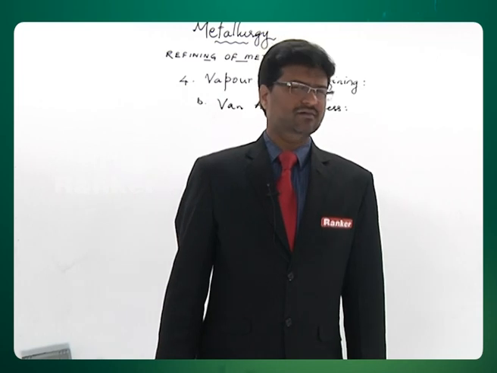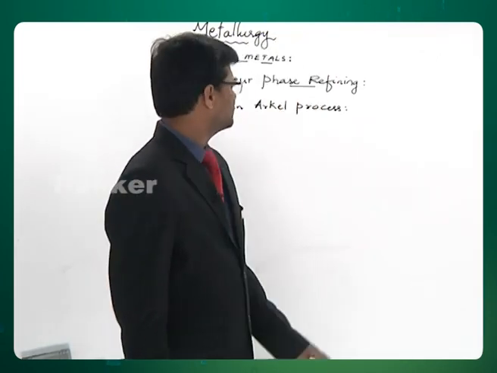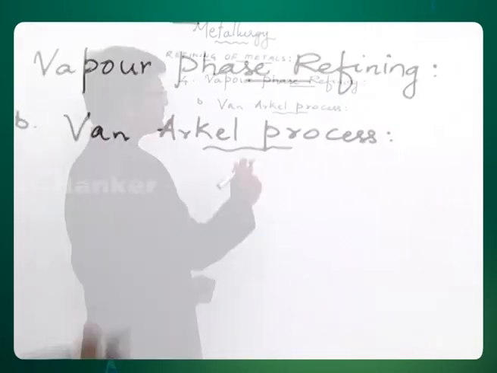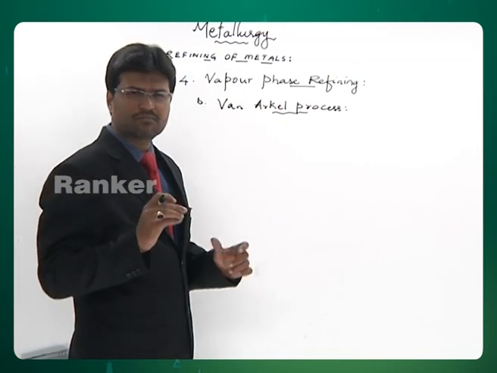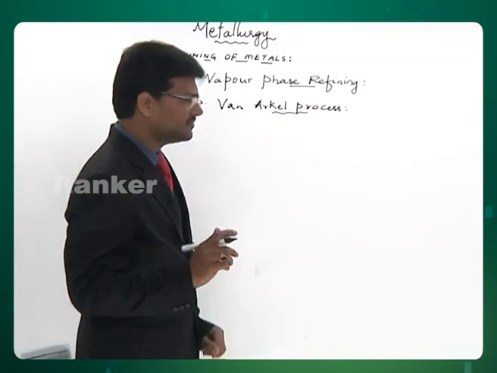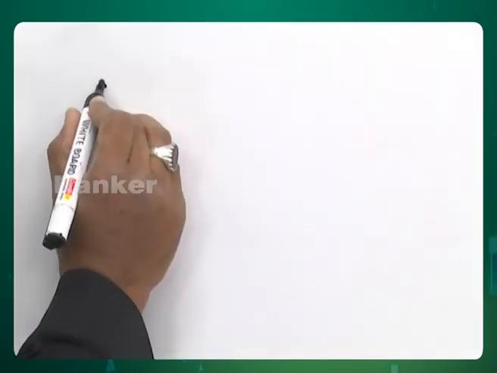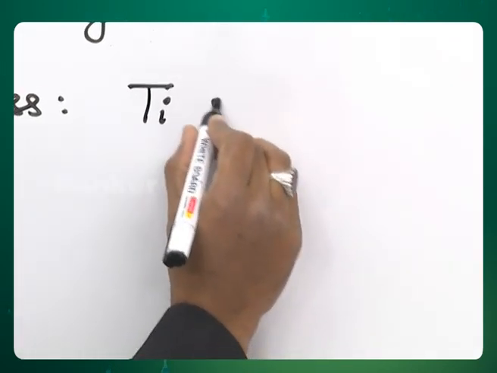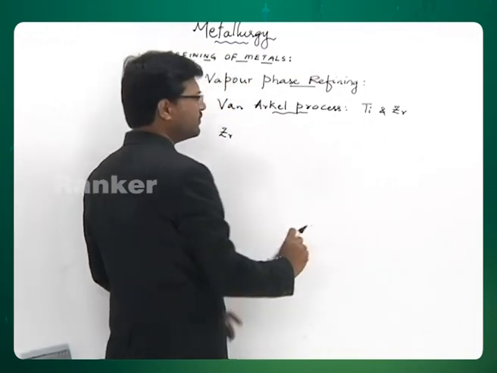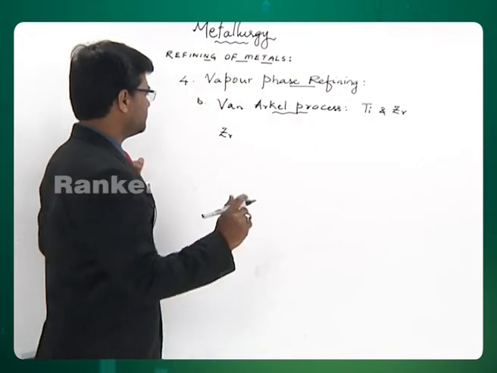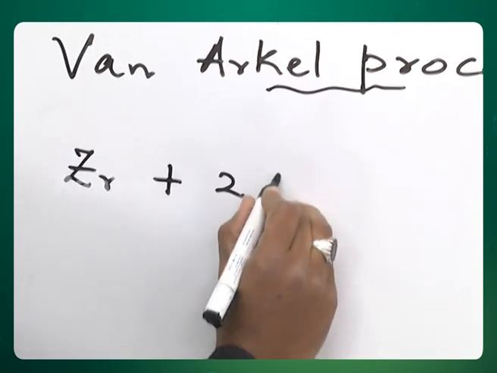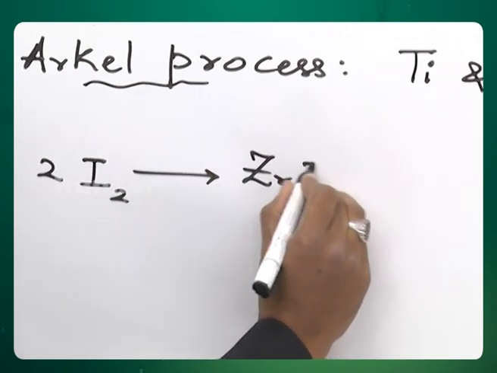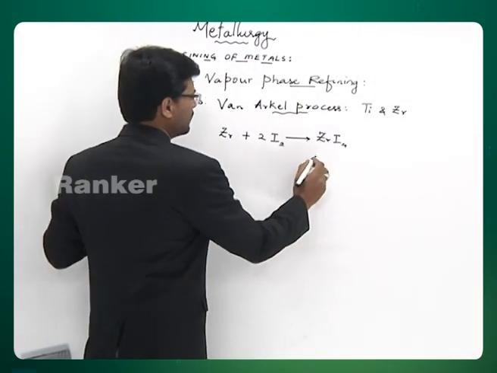Another example of vapor phase refining is Van Arkel process. Let's look at the example, Van Arkel process. It's again a case of vapor phase refining. We have just now talked about Mond's process. We are now going to talk about Van Arkel process. This is applicable for zirconium and titanium, two metals. These can be purified by vapor phase refining, Van Arkel process. Here, the substance is made to react with iodine. You get ZrI4. This is volatile.